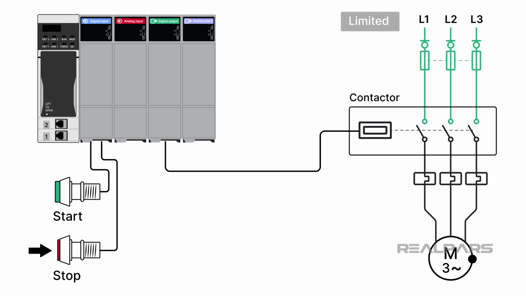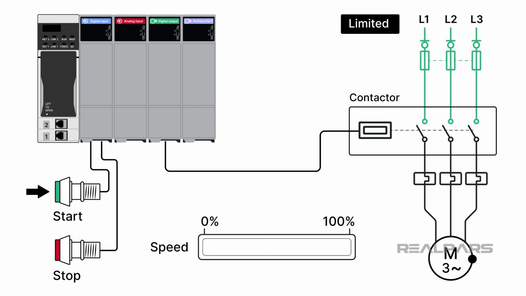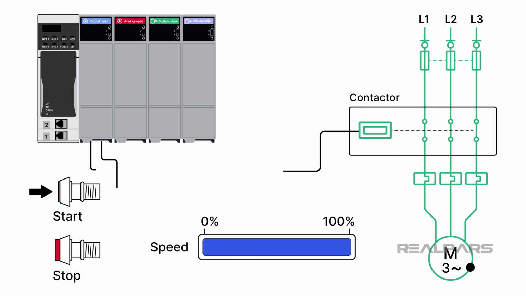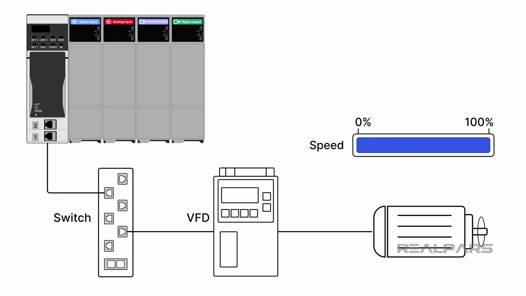However, there is very limited control when you are using a contactor. For example, you can't control the acceleration and deceleration of the motor, which can be important in some applications. In applications where you want to control the motor's acceleration, deceleration, or speed, a device called a variable frequency drive or variable speed drive is used. VFDs are intelligent devices that control motors by regulating their output frequency. Typically, VFDs communicate with a PLC using an industrial network, which we will talk about shortly.